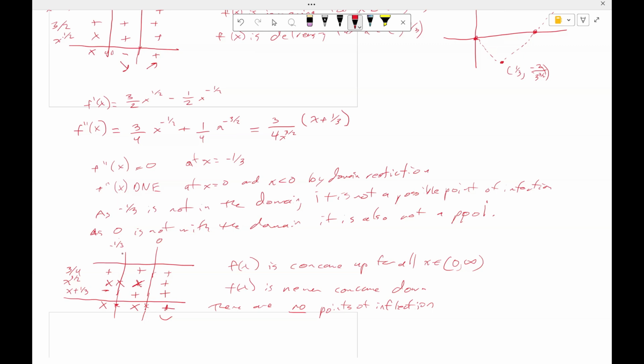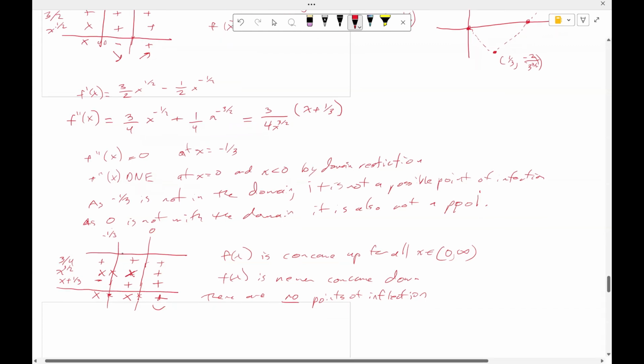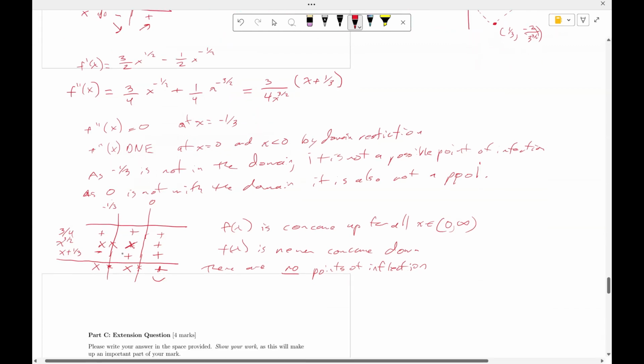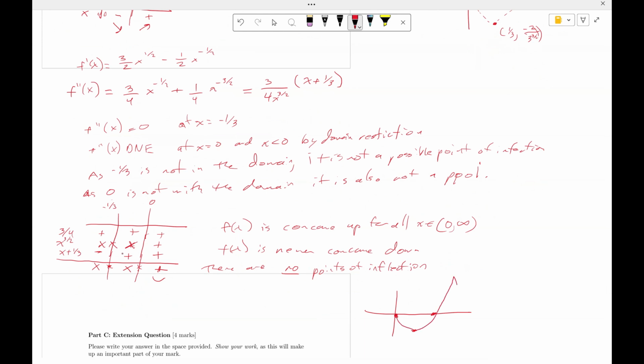And finally, we need to remember to update our graph. So by pulling all of this together, we take our graph, we have what we had before. Now we have the horizontal asymptote and we're concave up everywhere. And this is our curve sketch.